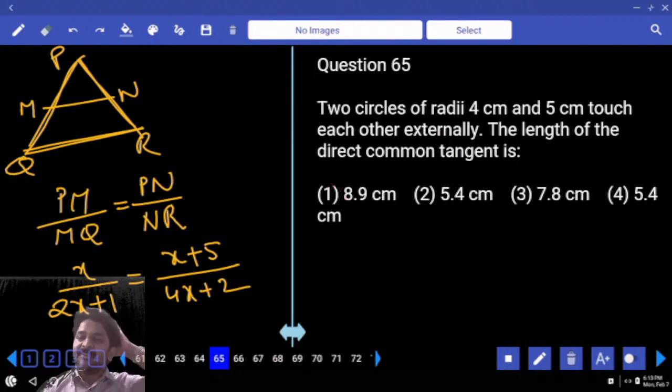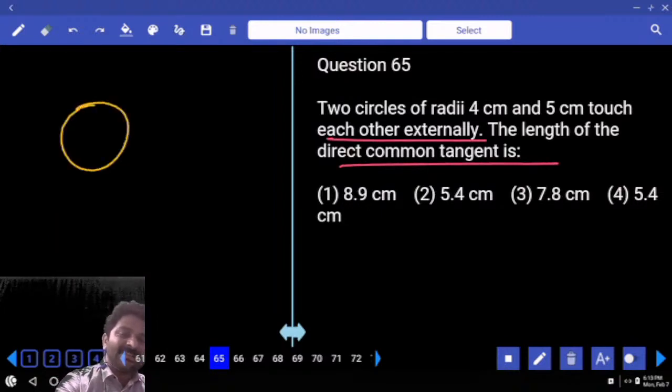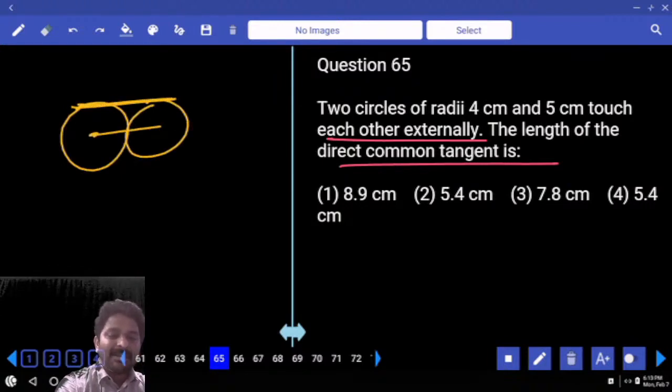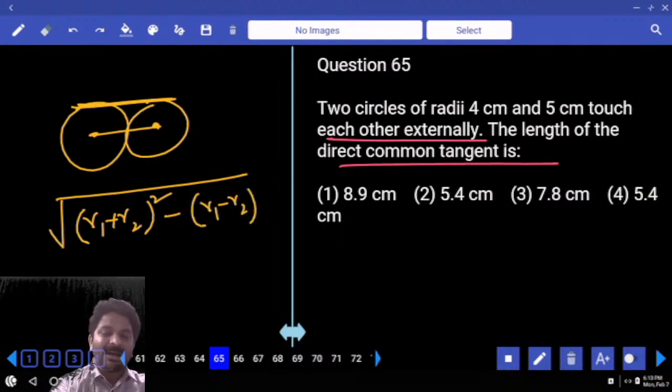Two circles of radii 4 centimeters and 5 centimeters touch each other externally. The length of the common tangent. Two circles are there. We are asked to calculate the length of the common tangent. So common tangent is under root of distance between two centers, that is R1 plus R2, whole square, minus R1 minus R2 whole square.